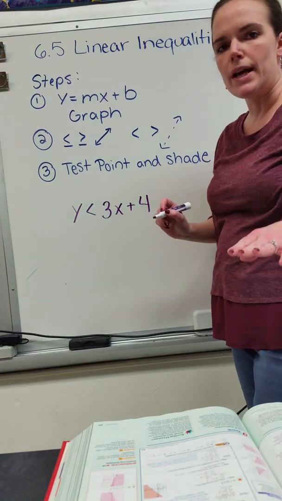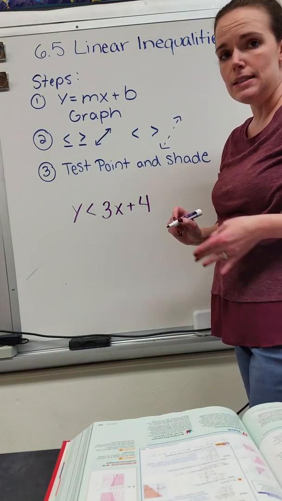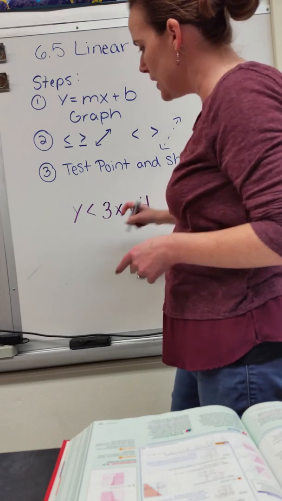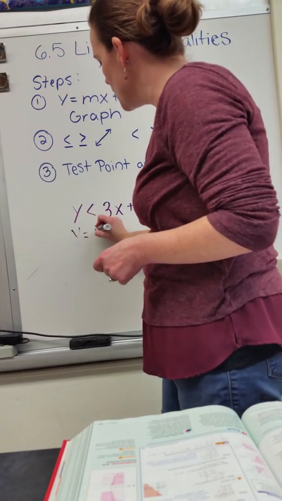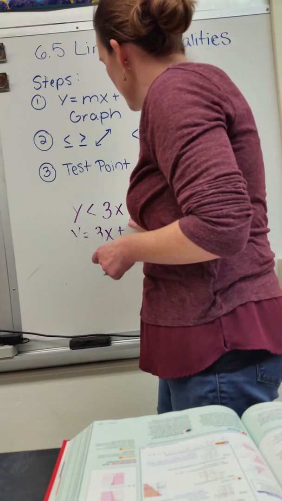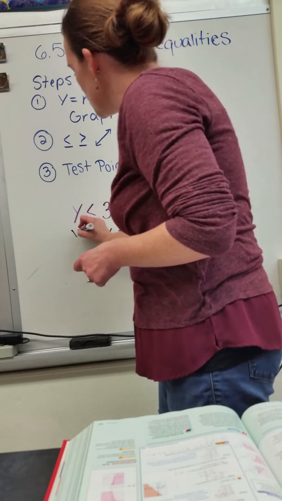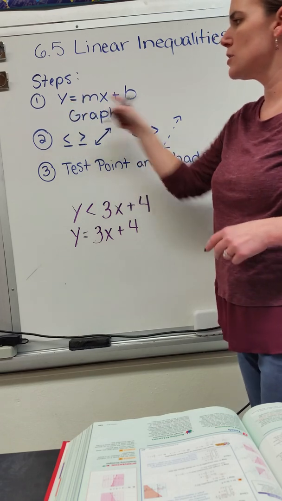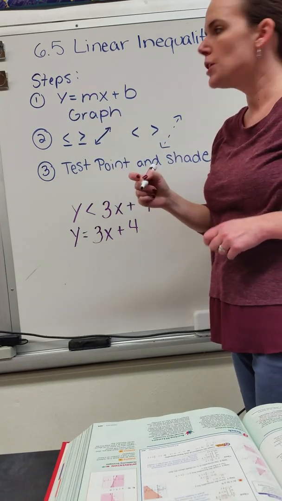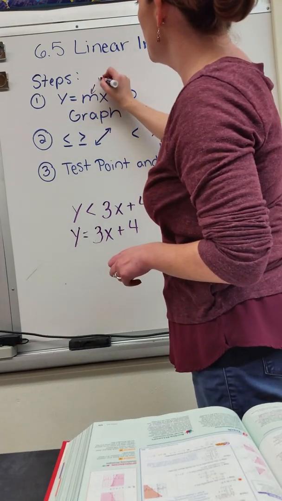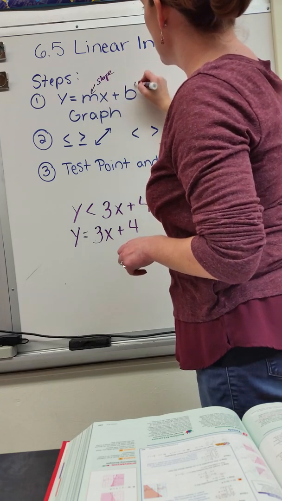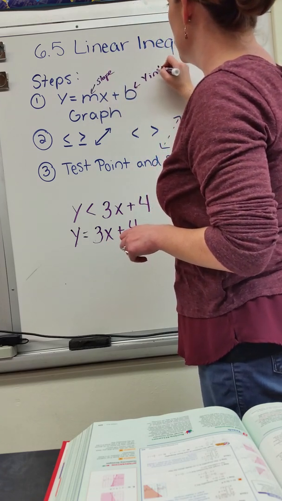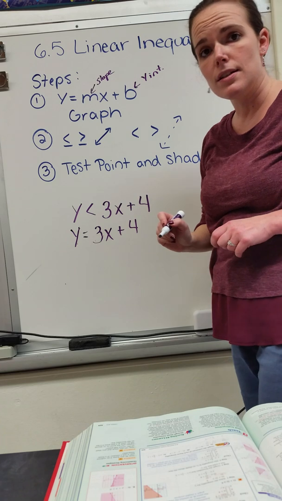For just a moment, you need to pretend that this is just an equal sign, that what this says is y equals 3x plus 4. Because you need to graph this line. And if you put it in this slope-intercept form, you're going to be able to have the slope and where it crosses the y, and you're going to be able to graph it.